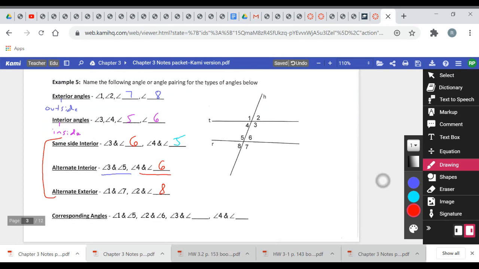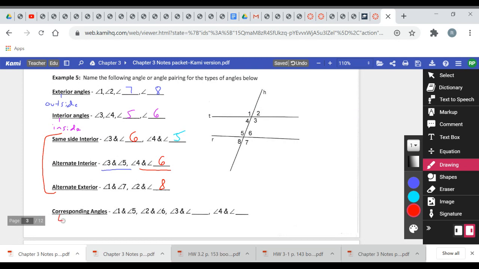Move this up a tad bit. So same relative position. And for alternate, I'm going to put different. Okay, so same relative position.